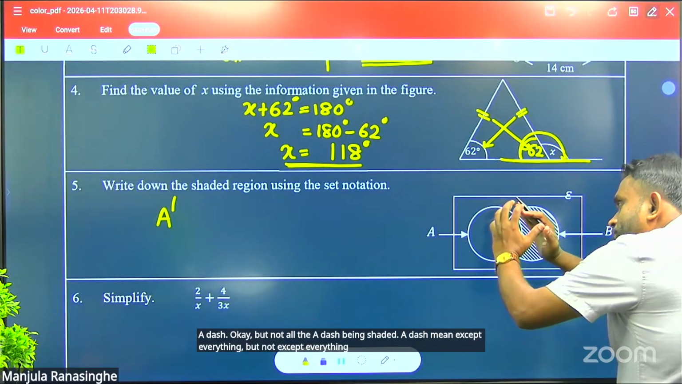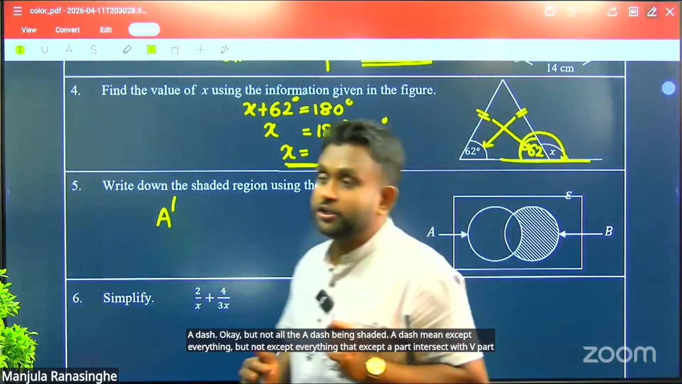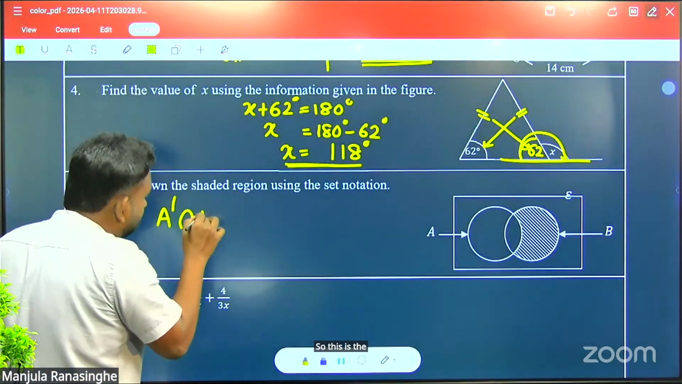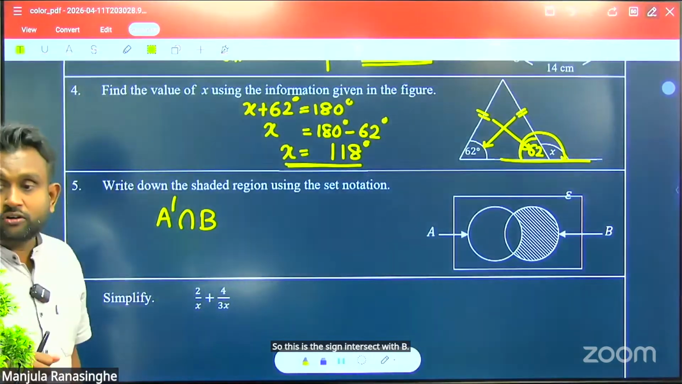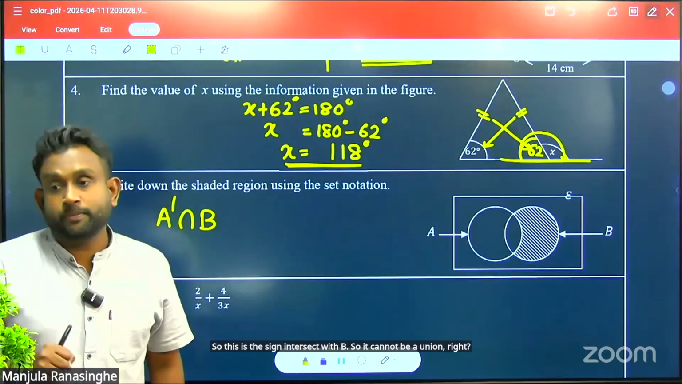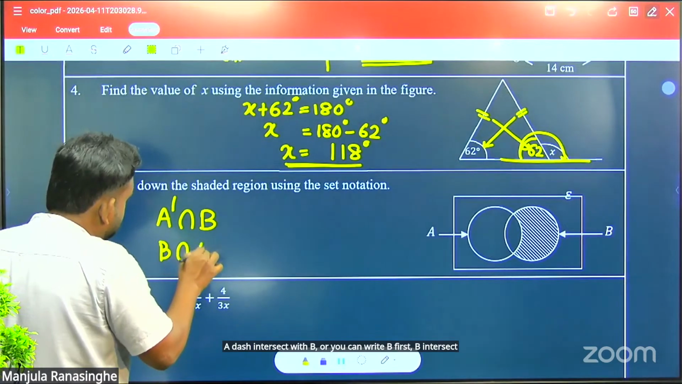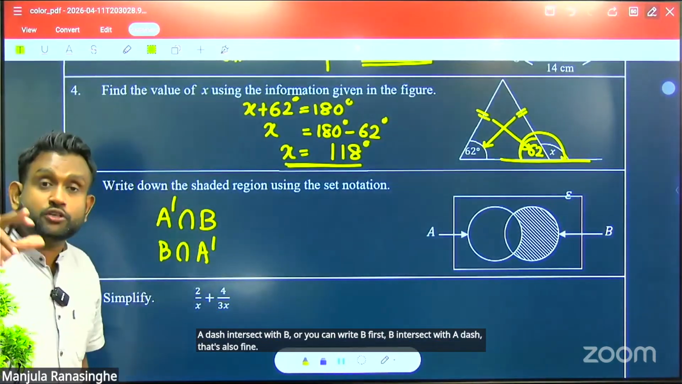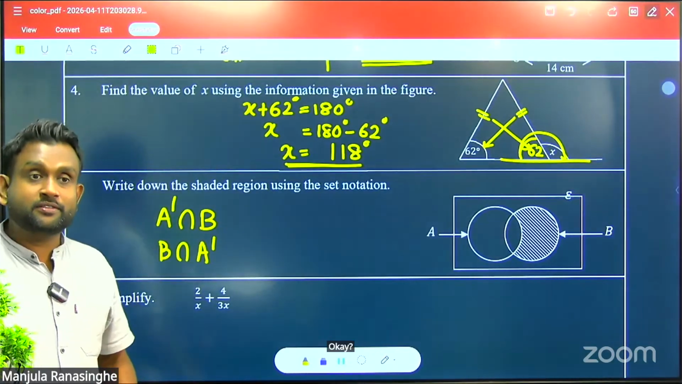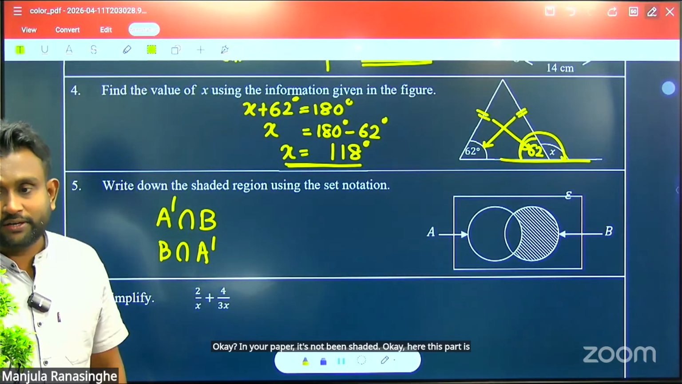That part except A, intersect with B part only, is shaded. So this is the intersect with B sign. It cannot be a union. So A dash intersect with B, or you can write B first, B intersect with A dash. That's also fine, but the dash should be on A. In your paper, it's not been shaded. Here, this part is shaded.